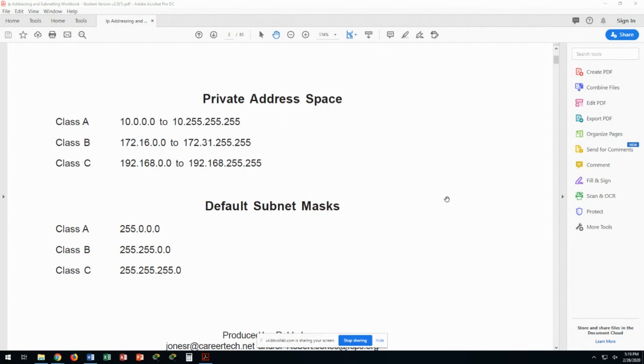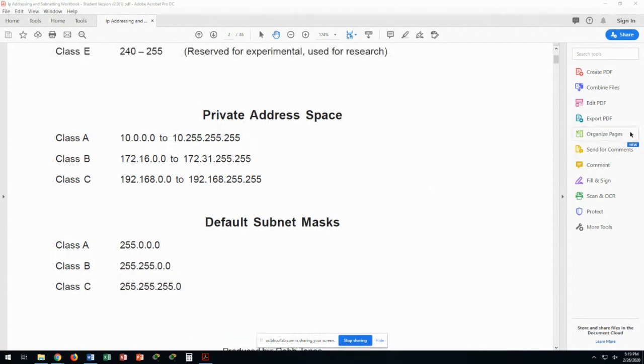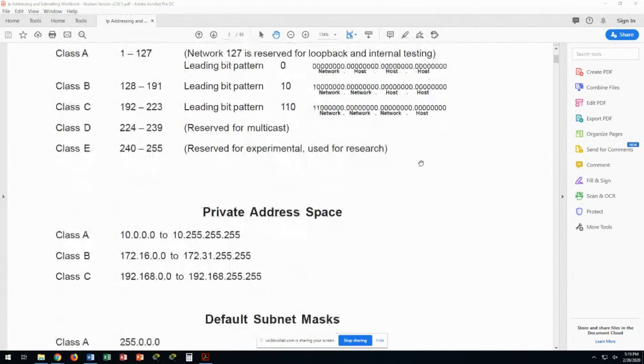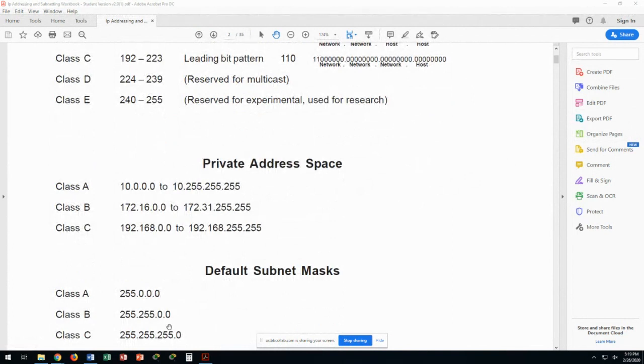we can borrow bits from the host, right? Because remember, up here, we had the rest of any of these zeros are the host bits, right? So we have 24 bits on hosts for A's that we can borrow from. We have 16 bits from B that we can borrow from, and 8 bits from C that we can borrow from. And what we're doing is we've got a network, and we want to create more than one network.